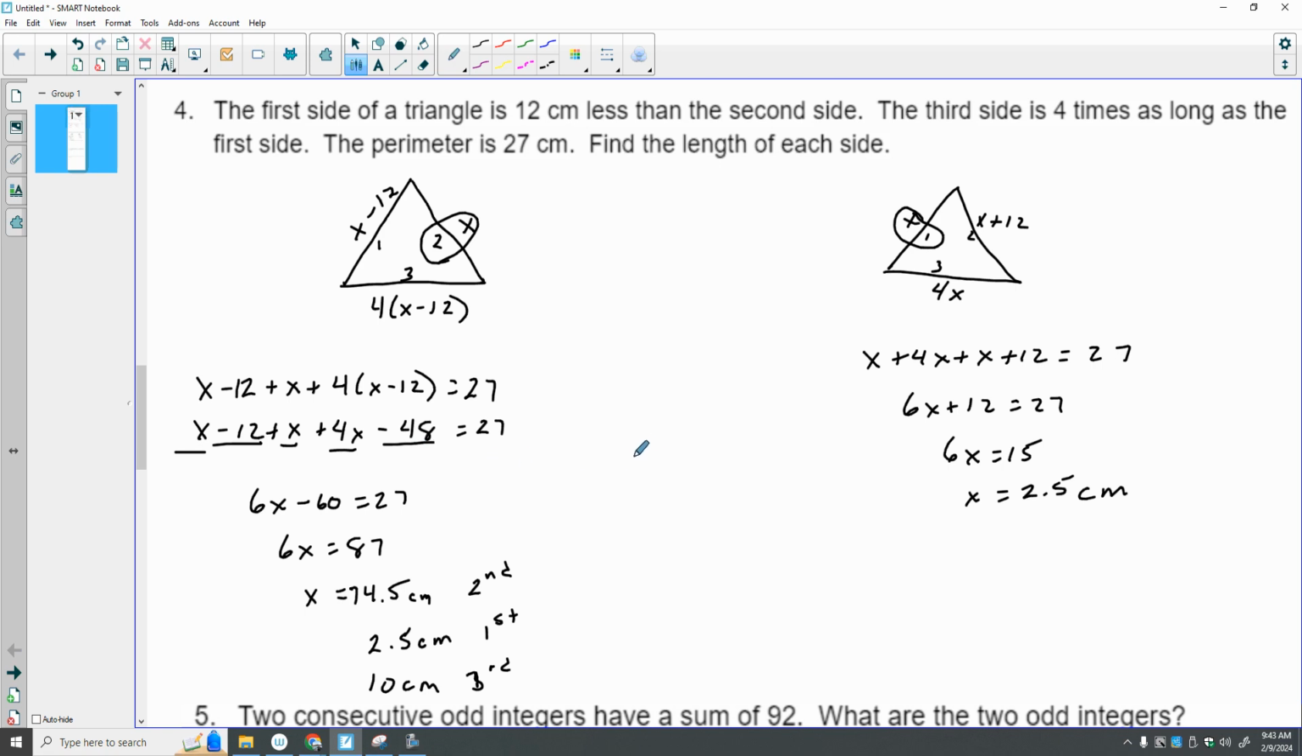Did I find the first side? Did I find the second side? What did I just find? So that's why it's important to define your variable. Okay, now the second side is 12 more than that, so 14.5, which now matches up. And the third side is 4 times that, which is going to be 10, which is what we had before. Okay? All right.